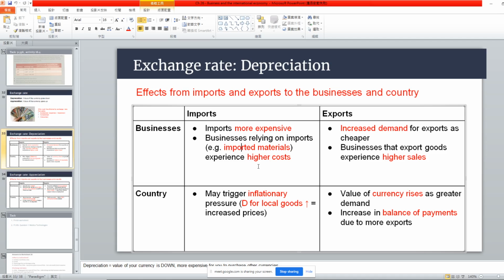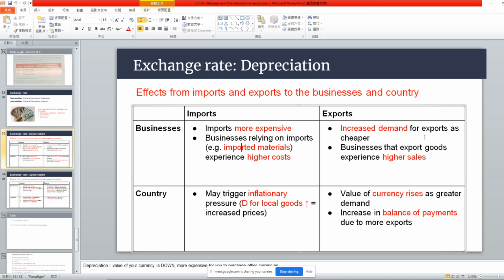So we would rather buy domestic goods. And when the demand for domestic goods increases, there will be an increased price level for the domestic goods. So if that happens, inflation will happen. So that's just one case.